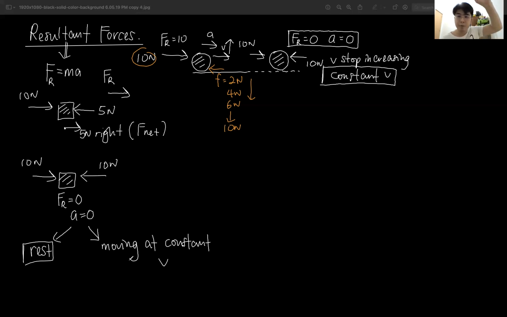Because you have what? Gravitational acceleration. Plus 10, plus 10, plus 10, plus 10. And if there's air resistance, then after some period of time, you will reach a maximum velocity that we call it the terminal velocity. Every single object has its own terminal velocity.